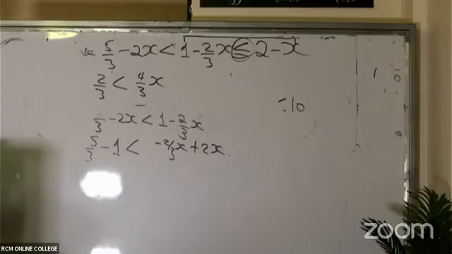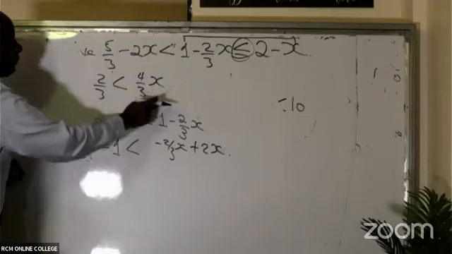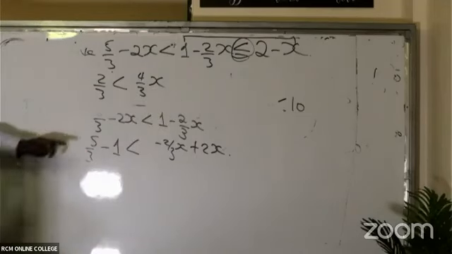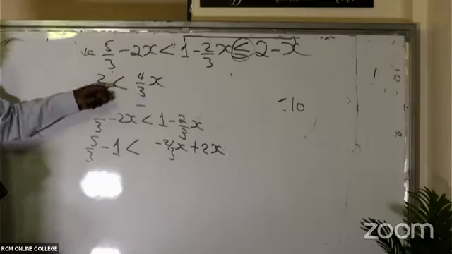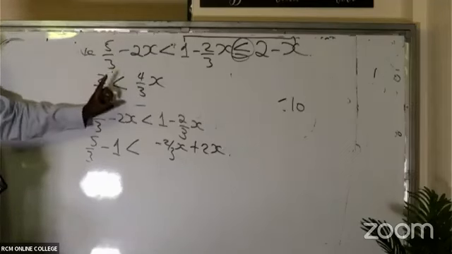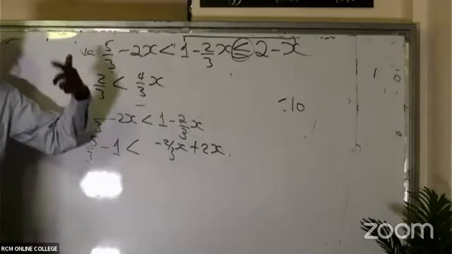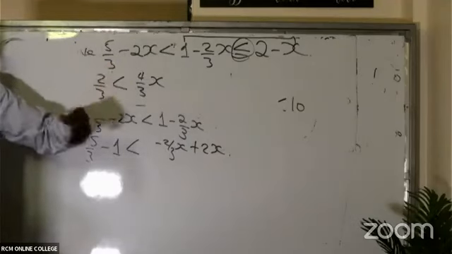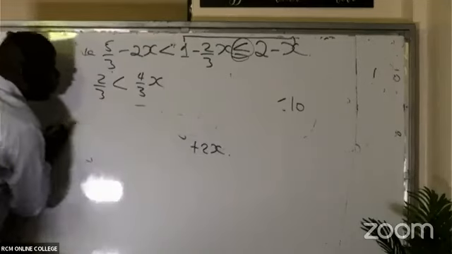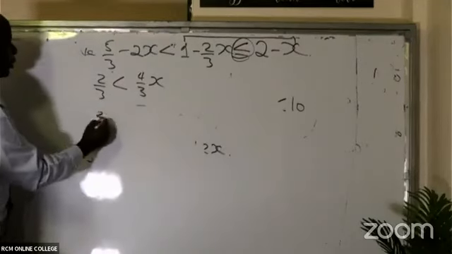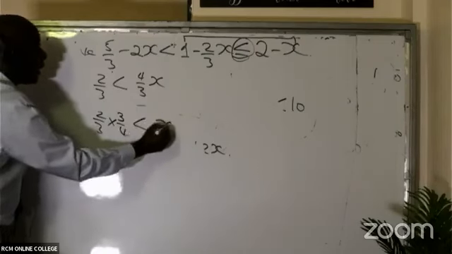Then, ladies and gentlemen, I would want to make x the subject of the formula. So it means that I take this 4 over 3 to the other side. When this ninja crosses, it has to do an abracadabra. You have to reciprocate this. So it will be 2 over 3 times 3 over 4, x being greater than that.